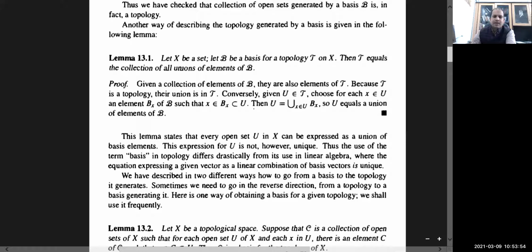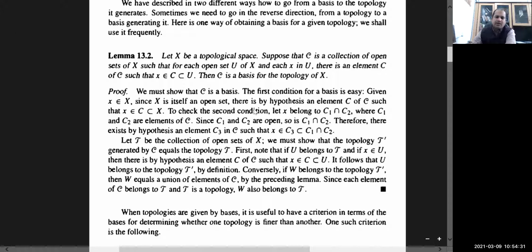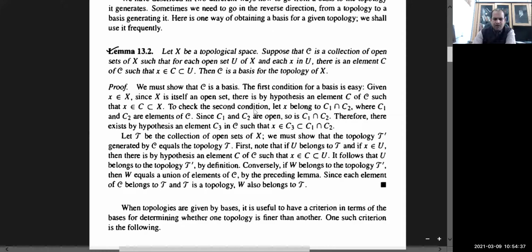Another important result is this: if X is any topological space, here in general we now start writing X as a set equipped with a topology T, and suppose script B is a basis for the topology T on X, then T equals the collection of all unions of elements of B. In general, every open set can be written as a union of basis members, where x belongs to U. I will explain this lemma later with the help of one question from the exercise.